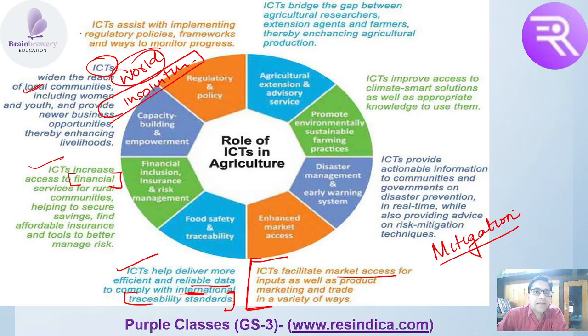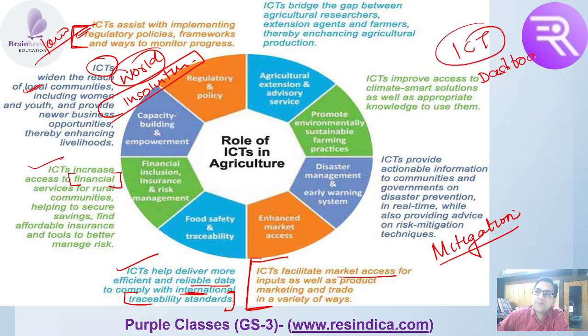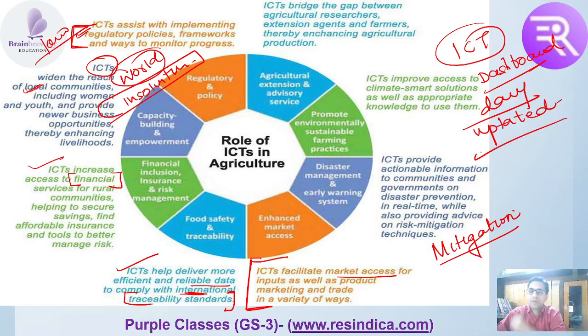ICT assists in implementing regulatory policies. That means if there is any policy, any law, or anything that has to be implemented, ICT will help in properly framing these rules, and it is also helpful in compliance with these rules. Okay, and ICT right now is making dashboards where day-to-day data is updated, like what is going on at which place, what type of crop is grown at which place, how much water is required, what schemes are running, what the coverage is, and what the spread of that scheme is, and all these things.